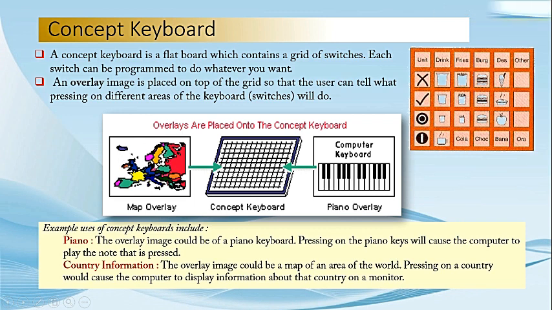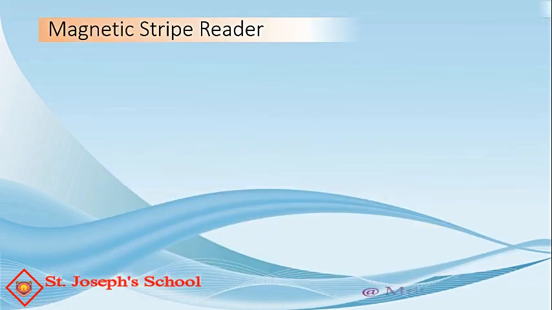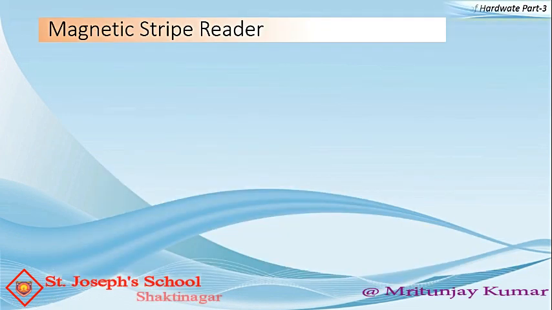Similarly, a country information. The overlay image could be the map of an area, and pressing on a country could cause the computer to display the information about the country on the monitor. So this way concept keyboards are used. Now next we'll see the magnetic strip reader.